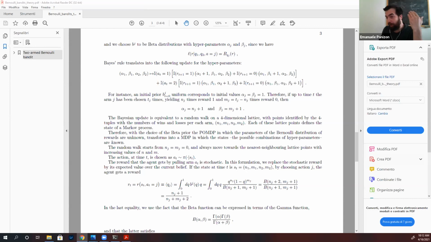So if we want to construct an MDP, we need the usual properties of an MDP. So we need states, we need the transitions in the state. So a transition now is exactly as I was saying, Antonio.